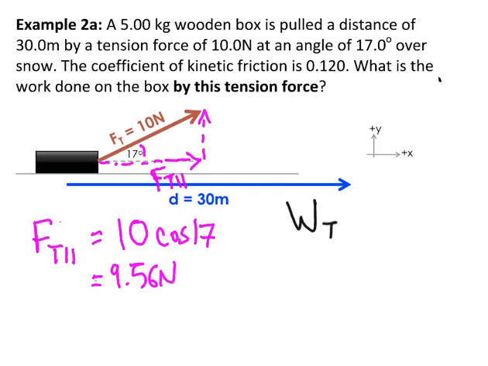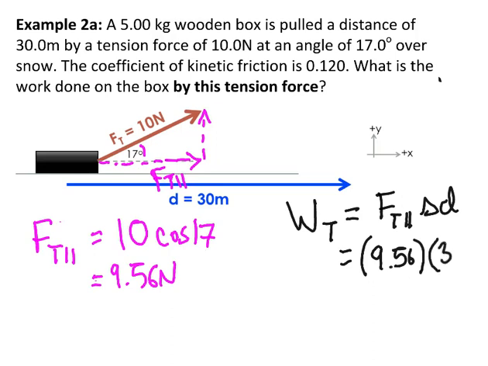And now I can calculate the work done by tension. So the work done by tension will be FT parallel times delta D. So I can actually plug in FT parallel, what I just solved for there, the 9.56, multiply by the delta D of 30, and I get 287, and the units will be either joules or Newton meters. And it looks like 3 sig figs looks fine from this question. So I only have 2 drawn in my picture, but I've got 3 here, so it looks like it's fine. So 287 joules would be my work done by tension.